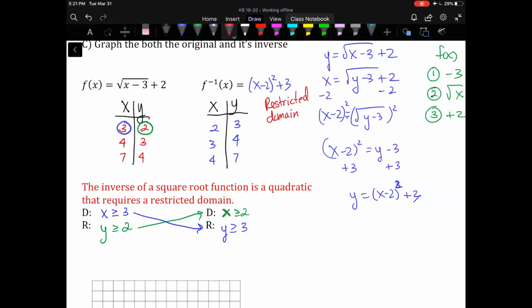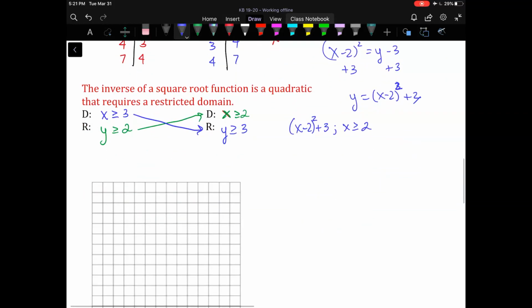And so when you would write this problem, we would say x is greater than or equal to 2 as part of the domain here. Okay? Sometimes the way you'll see this is you'll see it written as x minus 2 squared plus 3. And then they just give you this little piece here and says where x is greater than or equal to 2. So you're only graphing a parabola using x values 2 and greater.